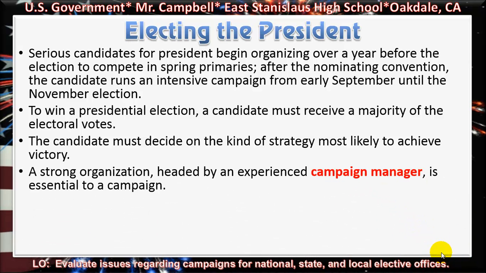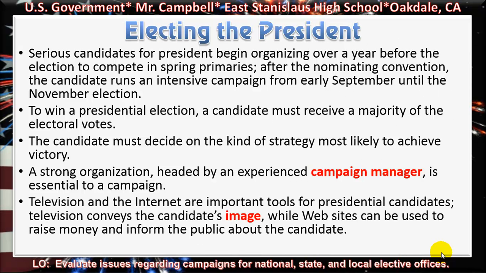A strong organization headed by an experienced campaign manager is essential to a campaign. Television and the internet are important tools for presidential candidates. Television conveys the candidate's image, while websites can be used to raise money and to inform the public about the candidate. And not to mention that, this PowerPoint's a little outdated already.